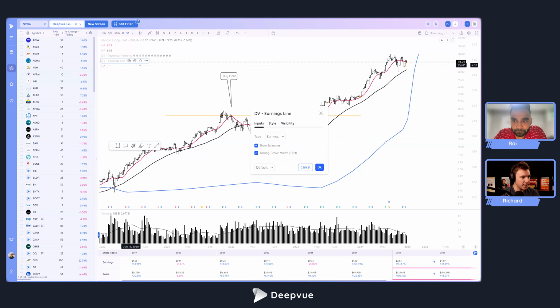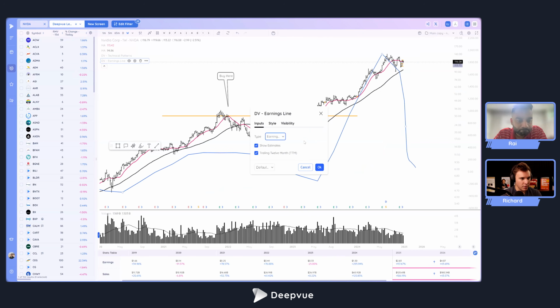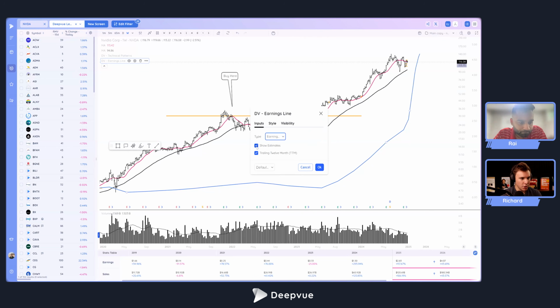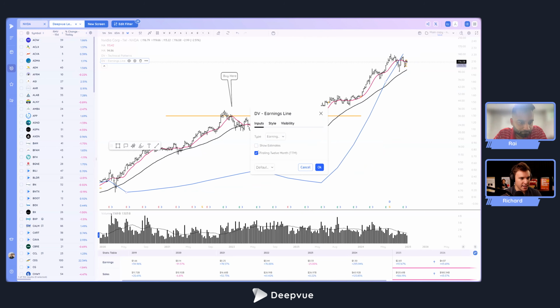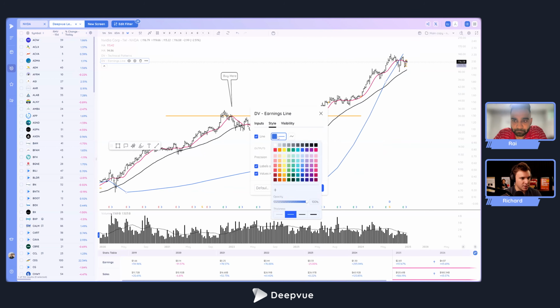But clicking the settings, you can show earnings per share, and it's plotted on its own scale. You can do growth as well if you want to see that view. I like doing earnings per share. You can turn on or off the estimates. I like keeping the estimates off just to see what's currently being plotted. And you can change it from TTM to non-TTM if you'd like to. We'll keep TTM on.